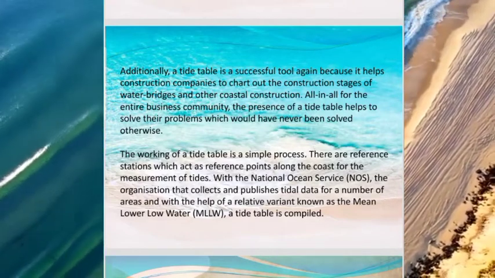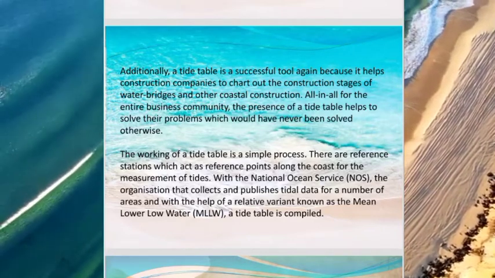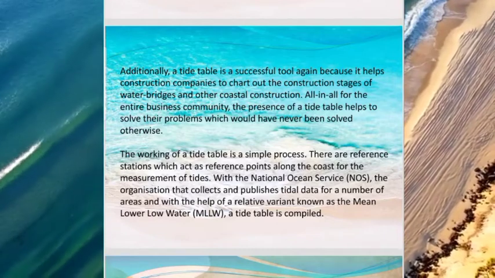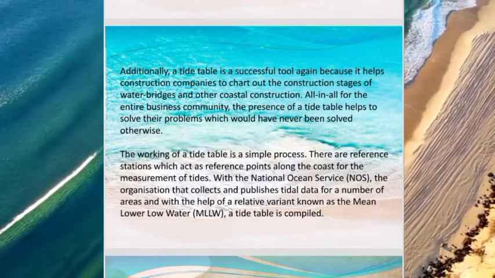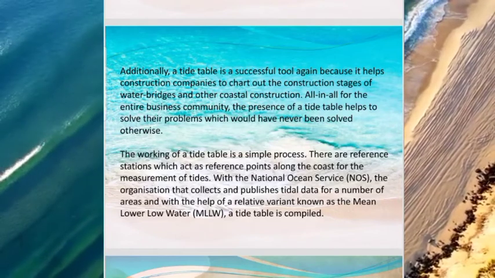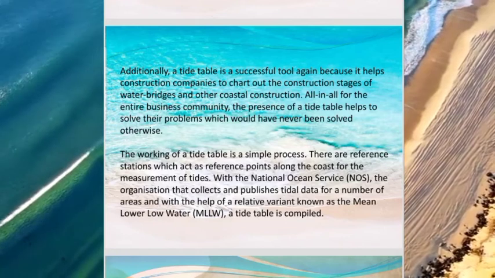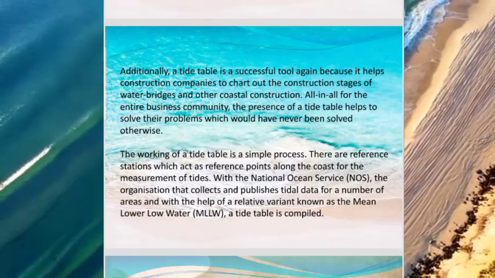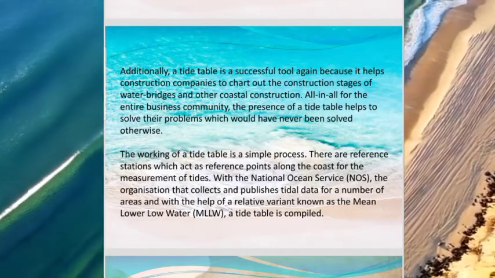The working of a tide table is a simple process. There are reference stations which act as reference points along the coast for the measurement of tides. With the National Ocean Service, the organization that collects and publishes tidal data for a number of areas, with the help of a relative variant known as the mean lower low water, a table is compiled.